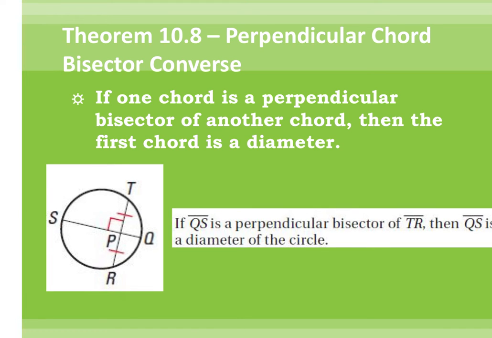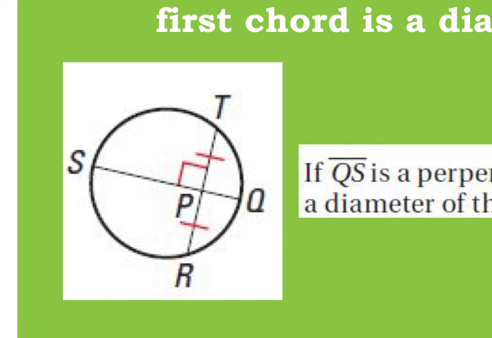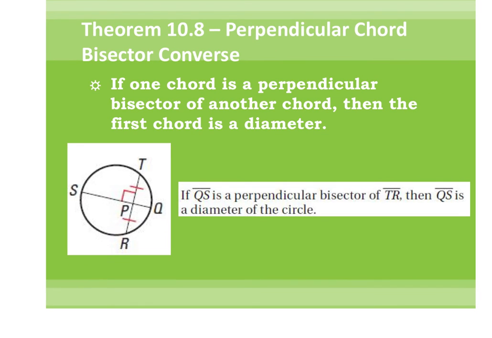Perpendicular chord bisector converse. So if one chord is a perpendicular bisector of another chord, then the first chord is a diameter. So let's say we didn't know it was a diameter, right? If we know that TP and PR are the same length, then this SQ has to go through the center. As long as it's perpendicular and it bisects it, then it has to go through the center, okay? So I want you to draw that dot in there and put that this has to be the center, okay? So we know that SQ has to be a diameter as long as the other two properties are satisfied.